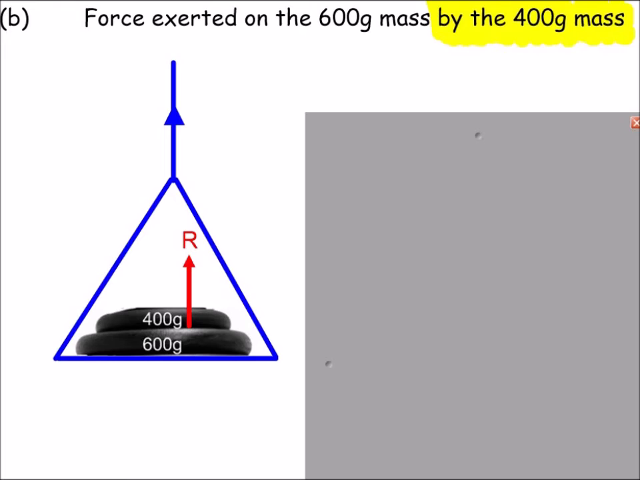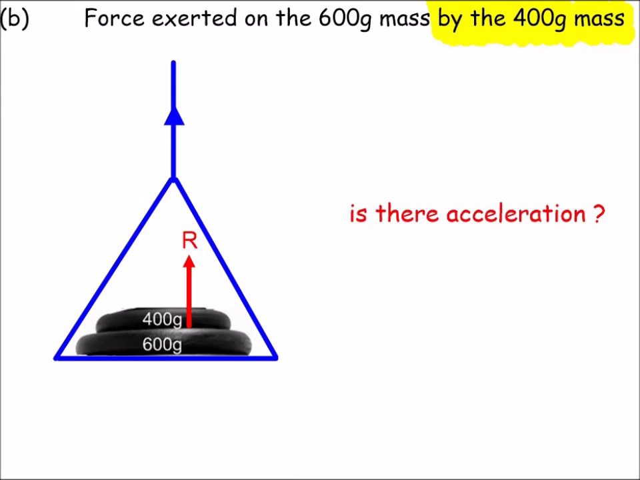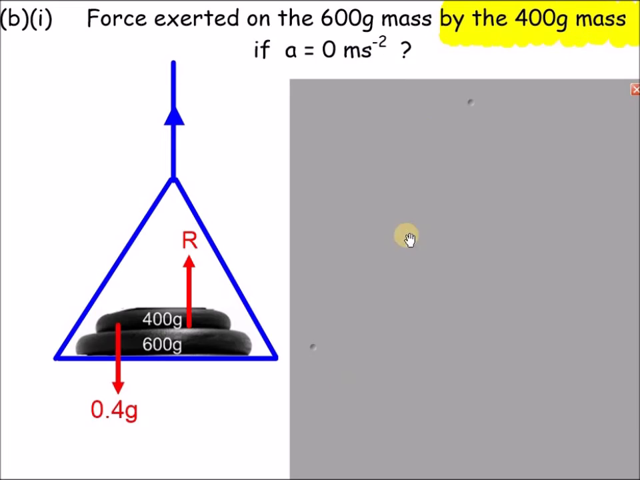Okay, part B, what's the force exerted on the 600 gram mass by the 400 gram mass? It's this force here, represented by R, and we need to know if there's any acceleration in the system before we can answer this question. So we're going to consider two scenarios here, and the first one, that there is no acceleration.